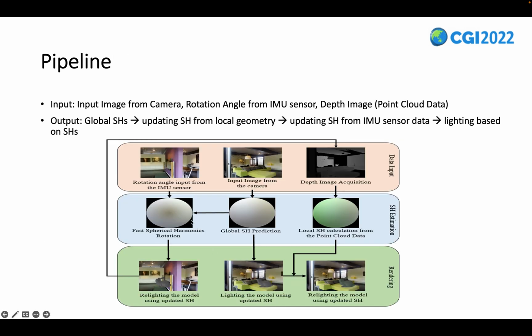This is our overall pipeline. So first we have the input camera image from the camera, then we give that image to the neural network, which gives us 27 coefficients. Based on that we do the lighting. At the same time we have a depth image point cloud data for that particular image. With the help of that we update some of the harmonics to get the local impact of the local environment. Then we get the rotation angle from the IMU sensor, and we update some of the harmonics based on that rotation angle, and then again we do the relighting to take into account the rotation of the mobile phone without invoking the neural network.